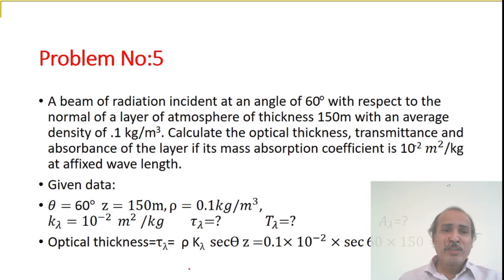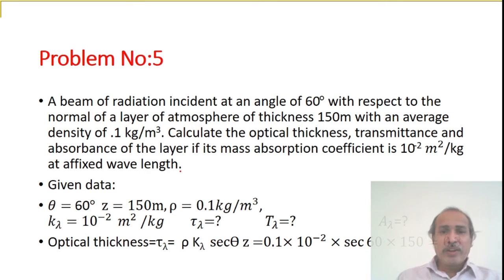Next problem, the last one, problem number 5. It is related to Beer's law. So now read the problem. A beam of radiation incident at an angle of 60 degree with respect to the normal of a layer of atmosphere of thickness 150 meter with an average density of 0.1 kg per meter cube. Calculate the optical thickness, transmittance and absorbance of the layer if its mass absorption coefficient is 10^-2 meter square per kg at a fixed wavelength.